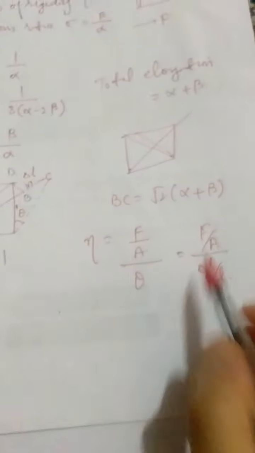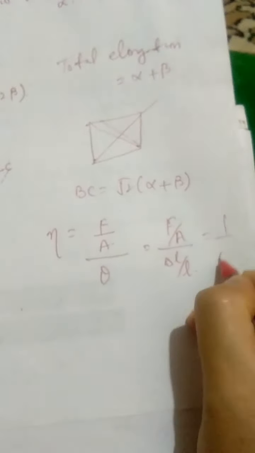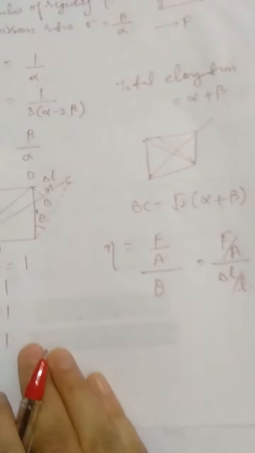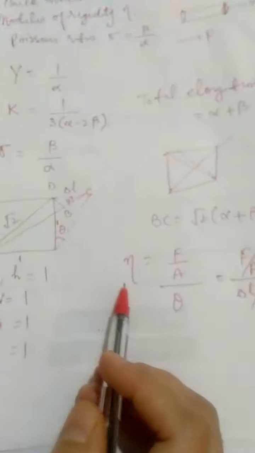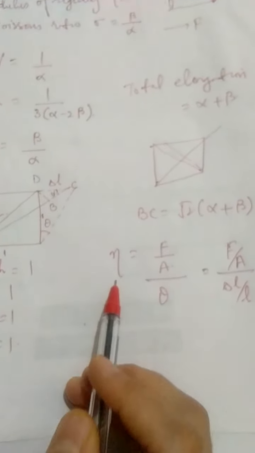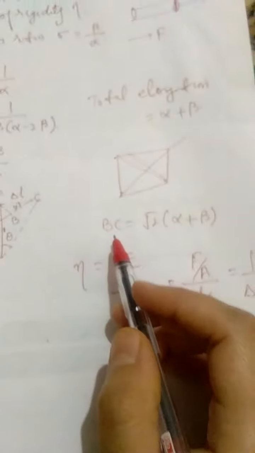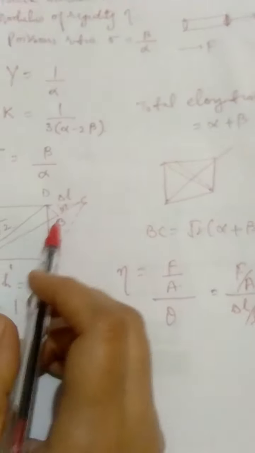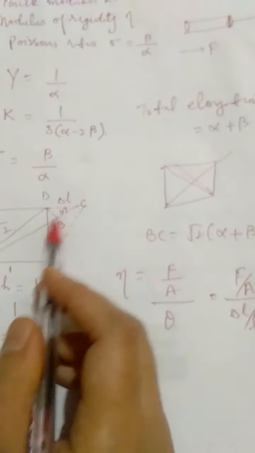Now again, since we have chosen the force to be unity, area to be unity, length to be unity, we are essentially left with 1 by delta L only. That means if we are able to find this elongation delta L, we will be able to find this theta. Now let's try to do that. We have already achieved a significant step, that is we have found BC, right? And from this BC, we can try to find this delta L from this triangle DBC.